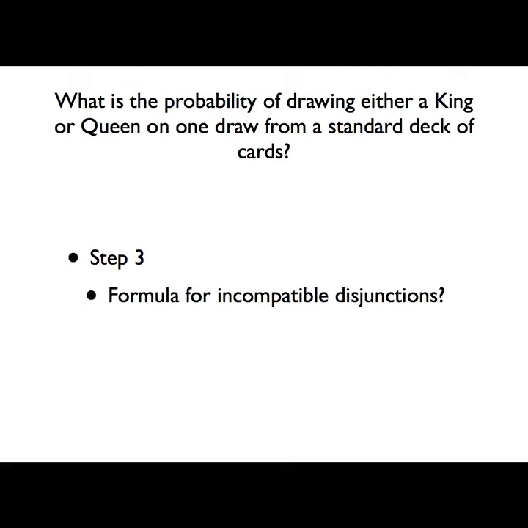Okay, for step 3, now that we know that we're dealing with an incompatible disjunction, we just have to ask ourselves, what's the formula to use for incompatible disjunctions? Well, with incompatible disjunctions, the probabilities just add up. So the probability of getting a king or a queen is equal to the probability of getting a king plus the probability of getting a queen.